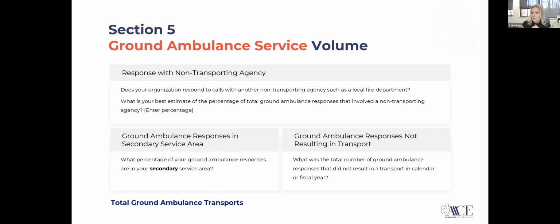And then they want to know how many of your total ground ambulance responses did not result in a transport. So these are going to be your treat no transport. Maybe the patient is pronounced on scene, maybe they AMA. They're going to want to know a number here as well, if you can carve those out.